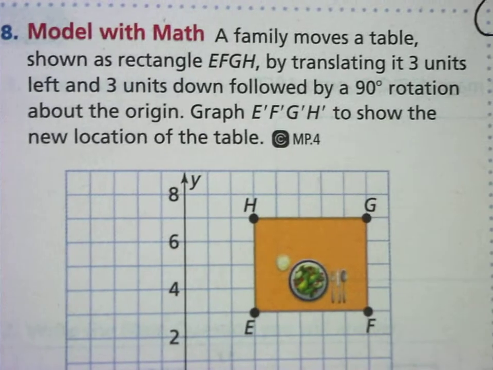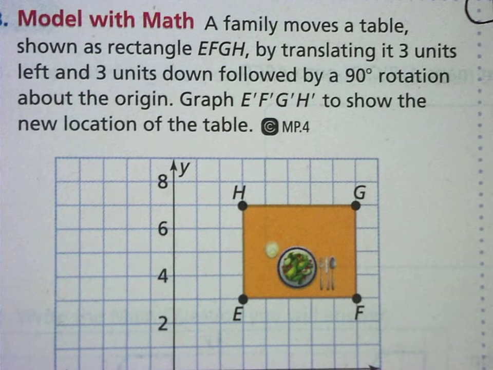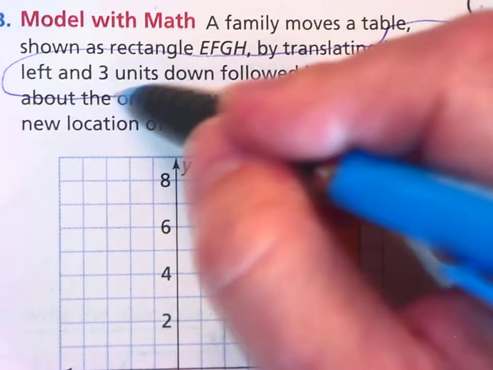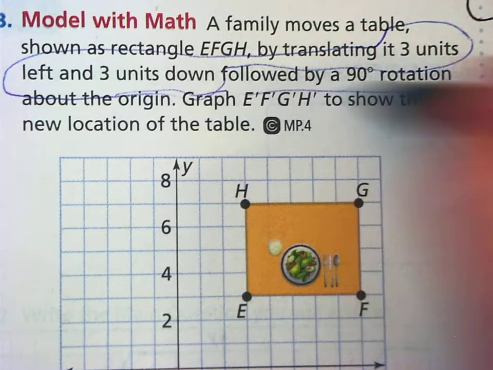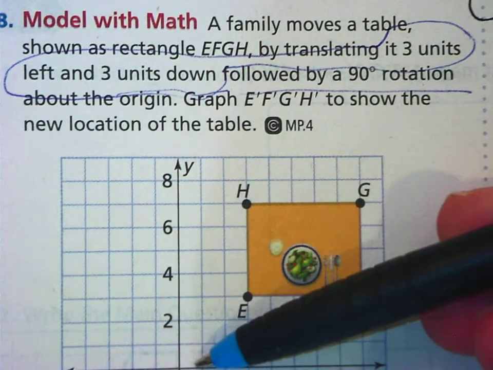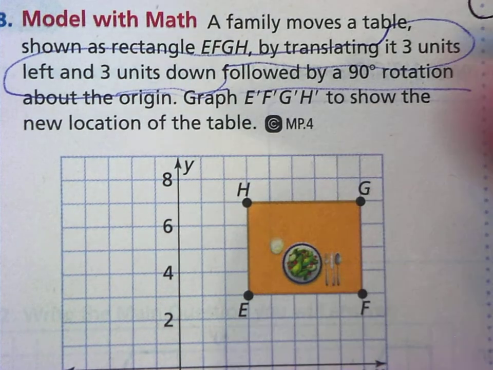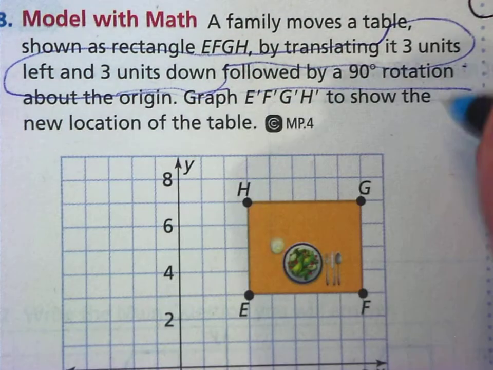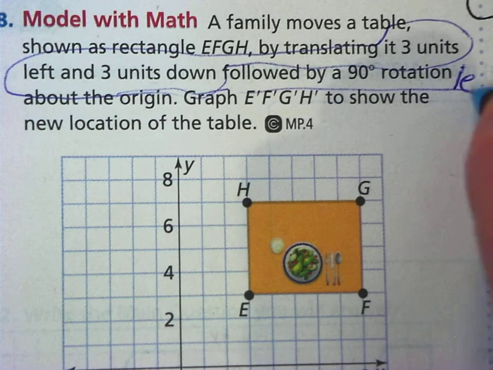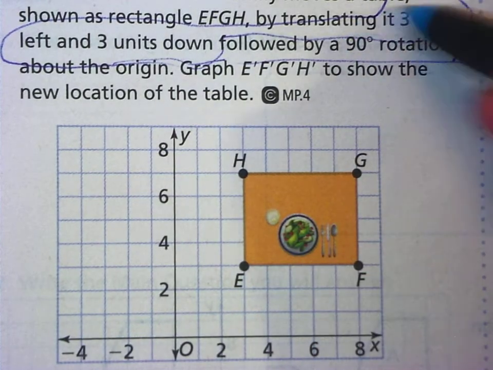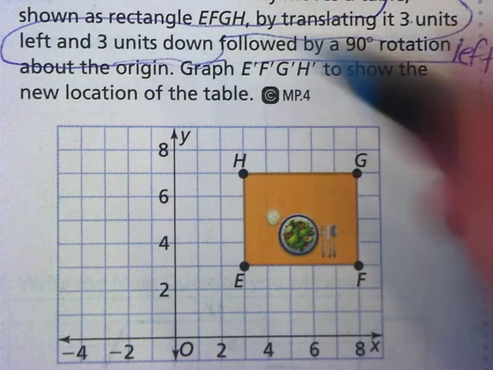Okay, let's look at one more. So this one says a family moves a table by translating it 3 units left and 3 units down, followed by a 90-degree rotation. So we're going to first translate this 3 left and 3 down, and then we're going to rotate that table 90 degrees left, counterclockwise, because it doesn't say what direction, so we're always going to go left if it doesn't tell us. Okay, so first, perform the first part of the sequence, 3 units left, 3 units down.